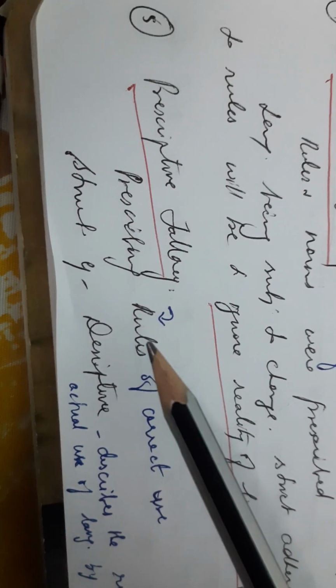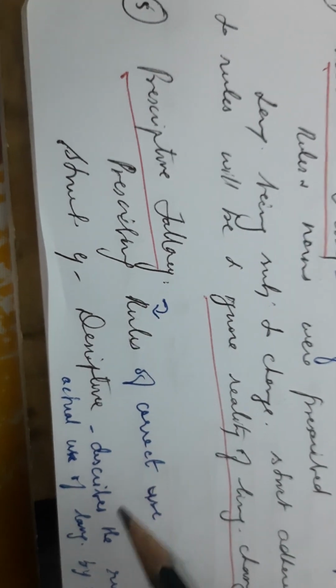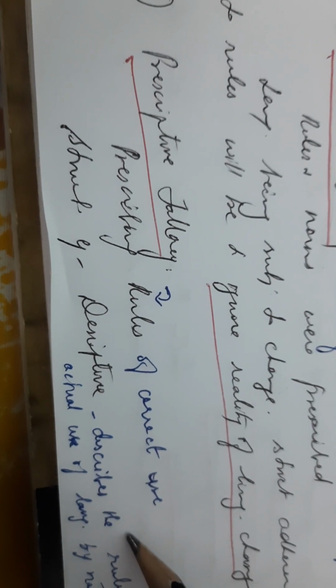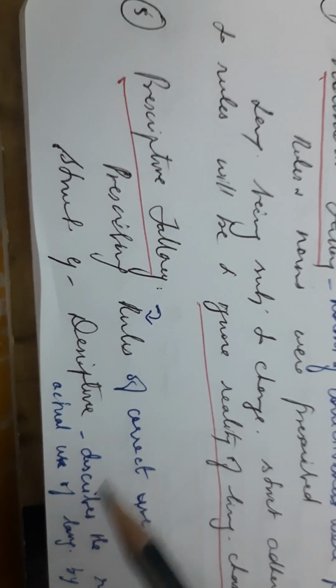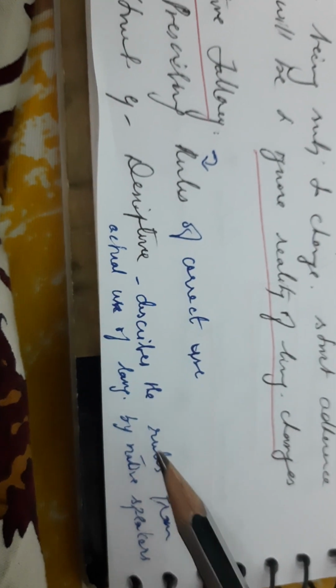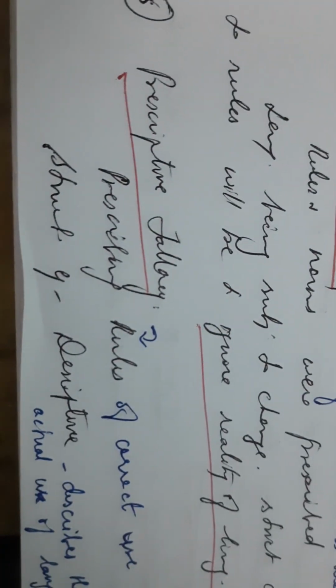And the next one is the prescriptive fallacy. Again, traditional grammarians just prescribe the rules of correct use. According to structural grammar, which is actually descriptive, they don't prescribe rules, they just describe the rules from actual use of language by native speakers. So this is in contrast to that of the traditional grammarians.